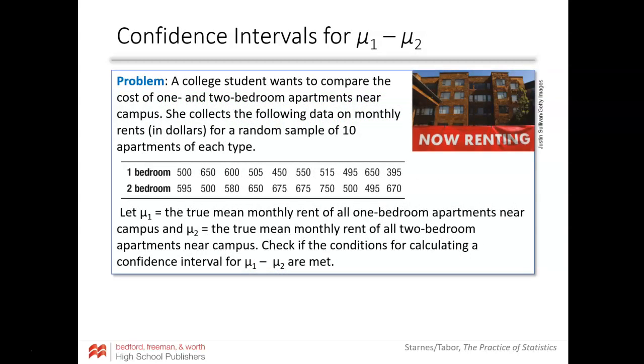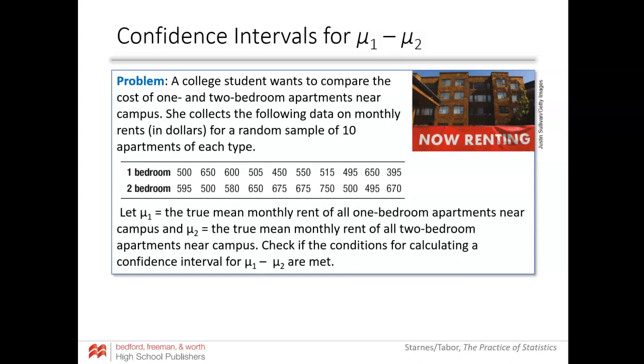So we have a great example here. We've got a college student who's trying to compare the cost of a one-bedroom and a two-bedroom apartment. So she collects some data, what a studious student, on monthly rent measured in dollars for a random sample of 10 apartments of each type. So 10 one-bedrooms and 10 two-bedrooms. So mu sub 1 represents the true mean monthly rent for all one-bedroom apartments near her campus, and mu sub 2 would be the true mean monthly rent of all two-bedroom apartments near campus.